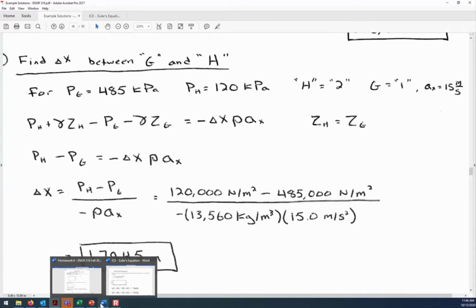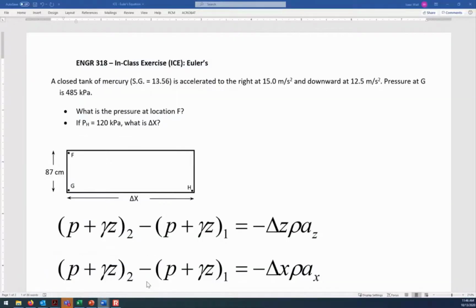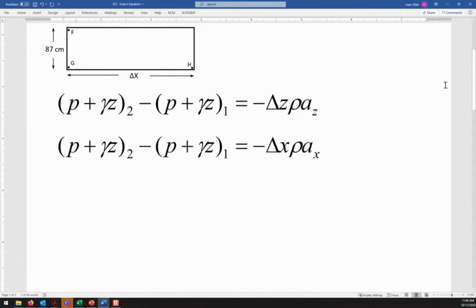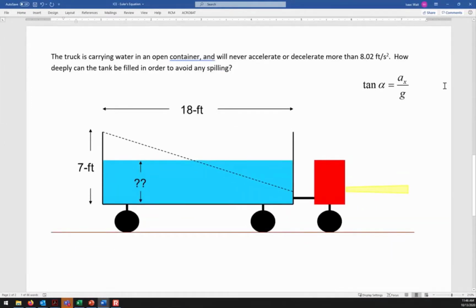And before we look at the second example, are there any questions about the first one that we did before we move on? All right. Well, feel free to chime in if there are. So the second question is this. We've got a truck carrying a liquid, and it's water. And instead of having a lid on the top, it's just open to the atmosphere.